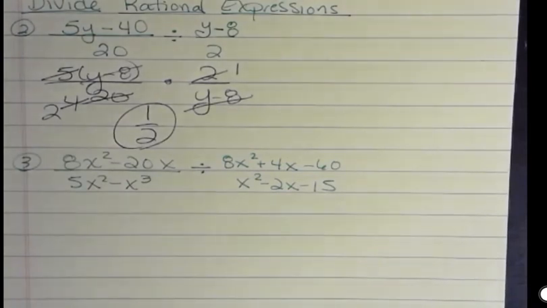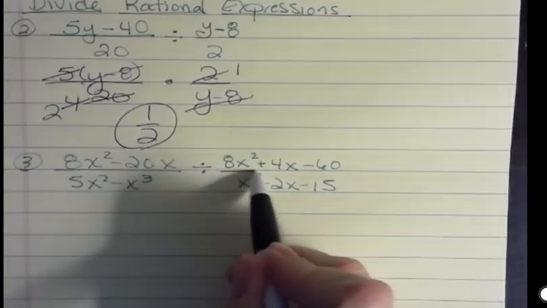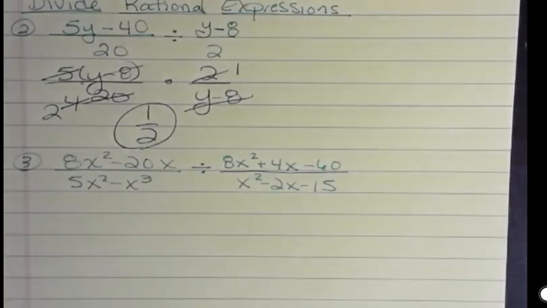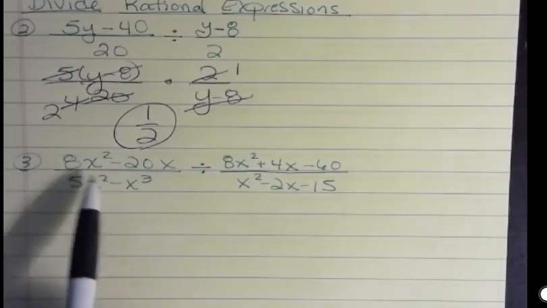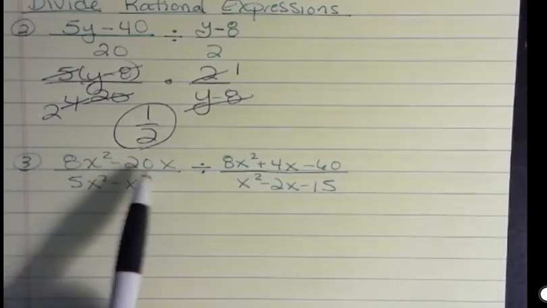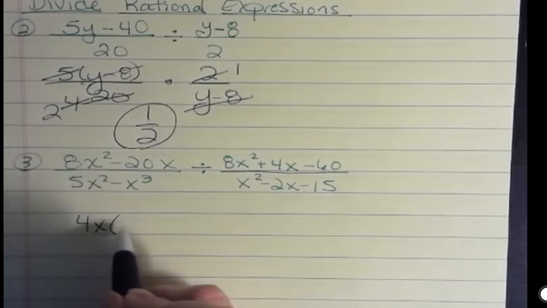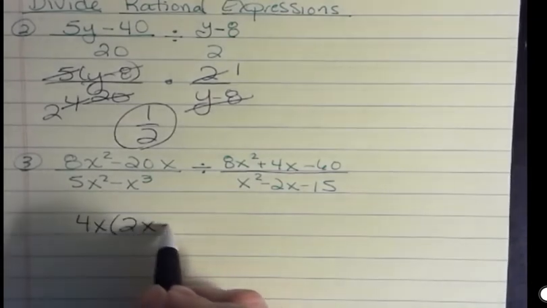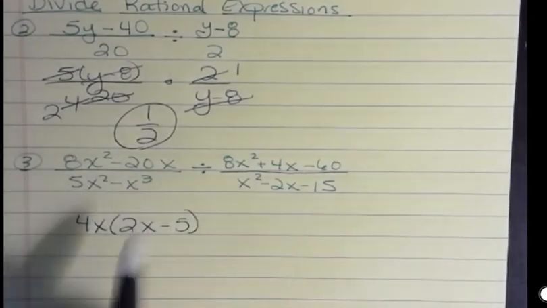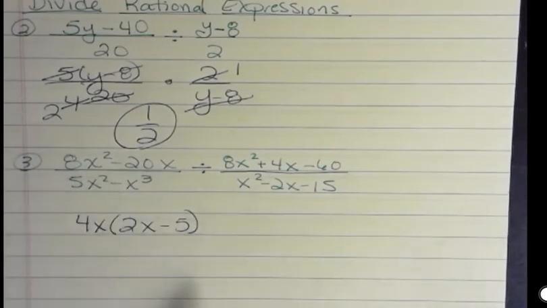8x squared minus 20x, 5x squared minus x cubed, divided by, there should be a bar in here, 8x squared plus 4x minus 60, and x squared minus 2x minus 15. I'm going to take out the common factor. It looks like 4x, and that's going to leave 2x minus 5. If I was to distribute that back through, I can get what I started.